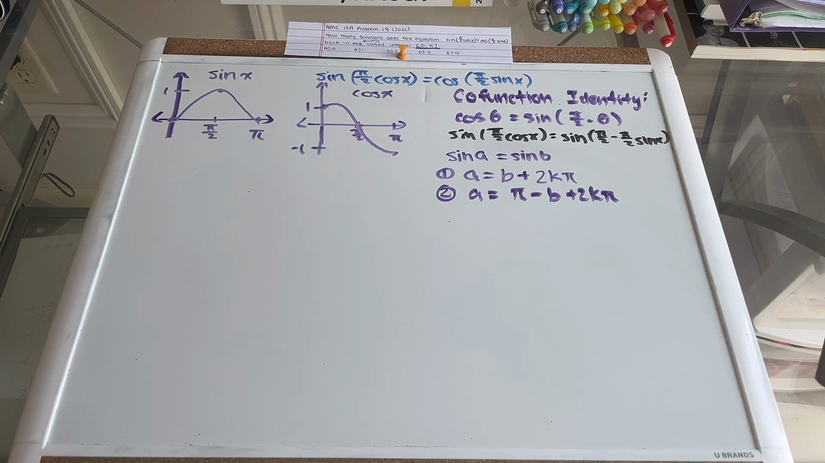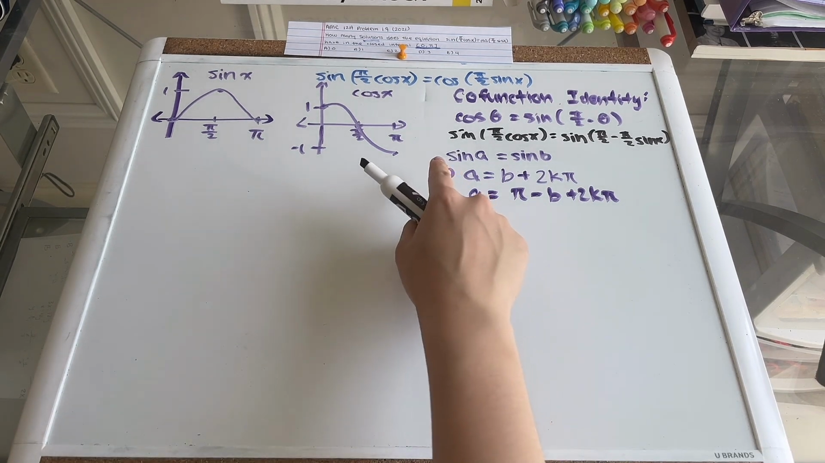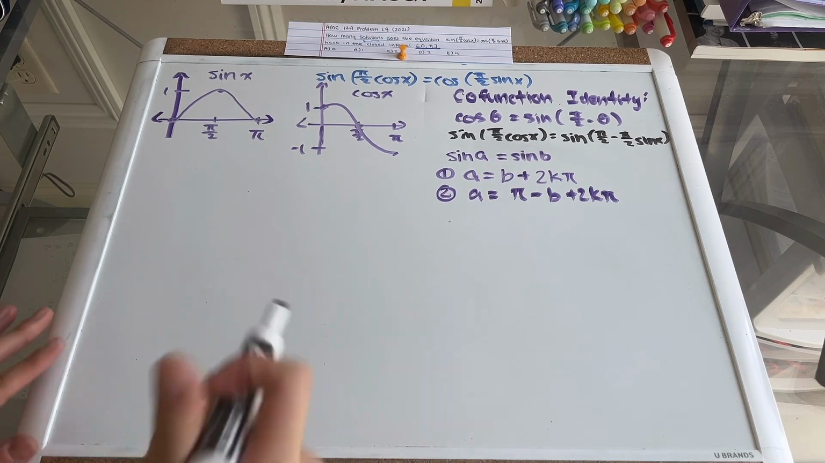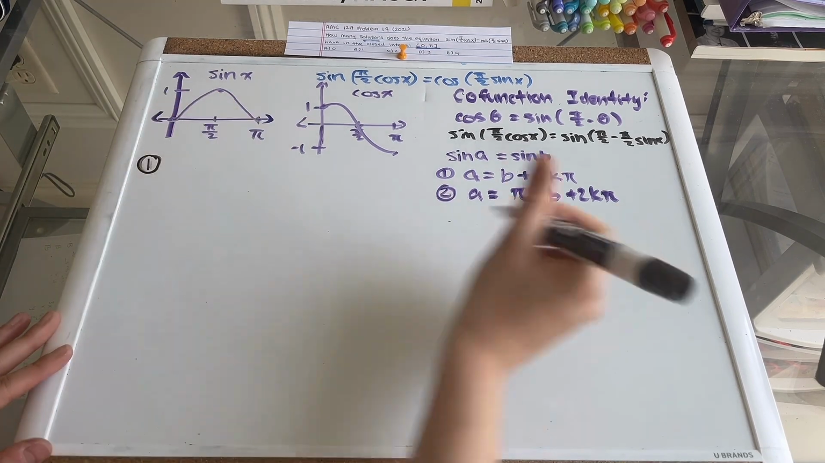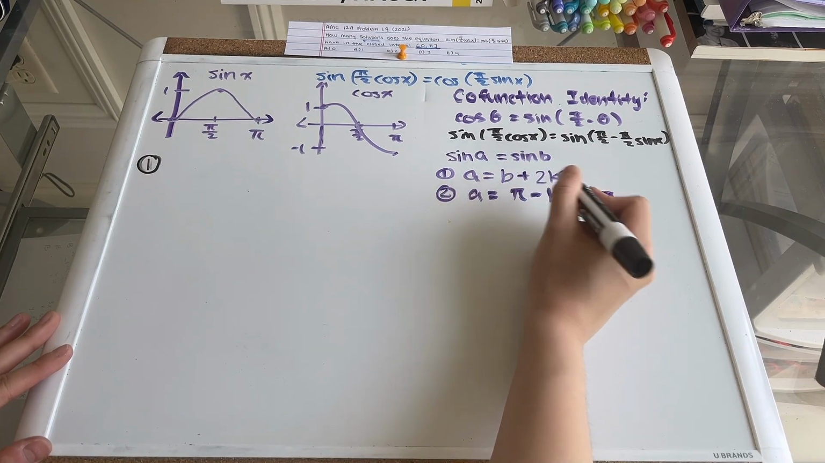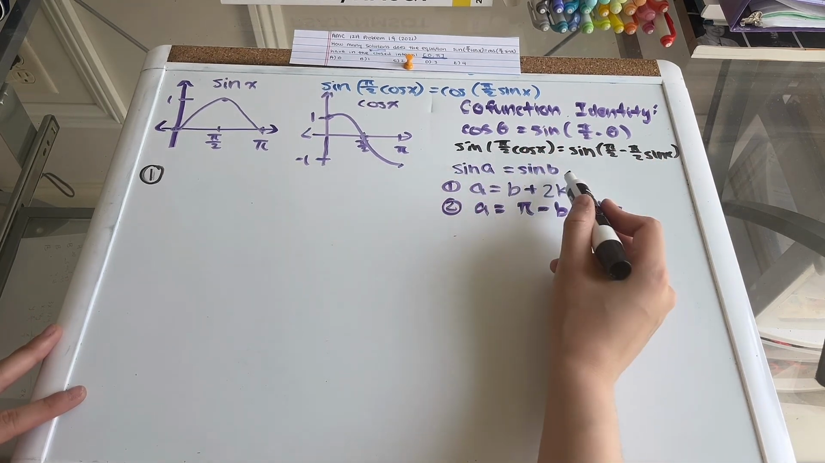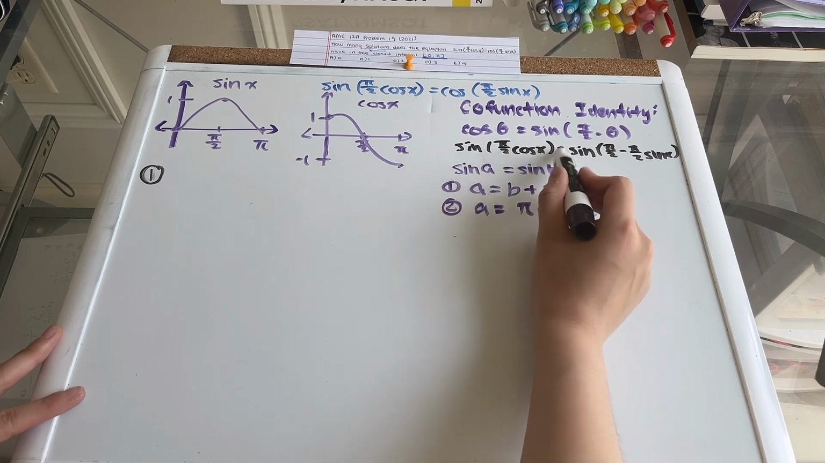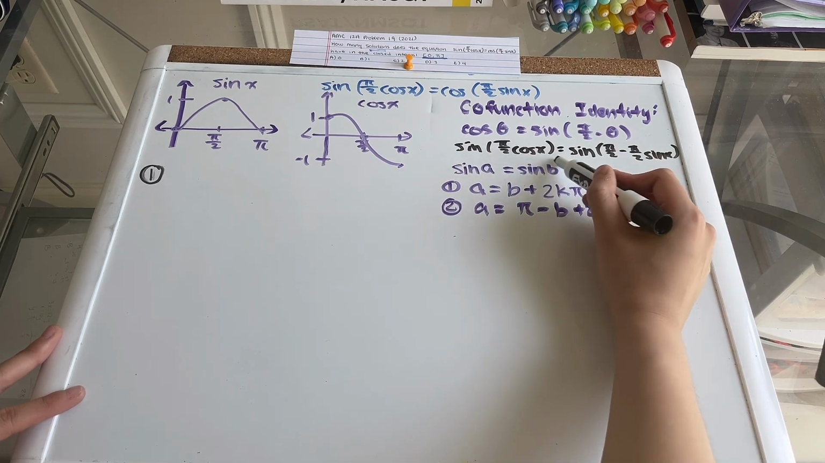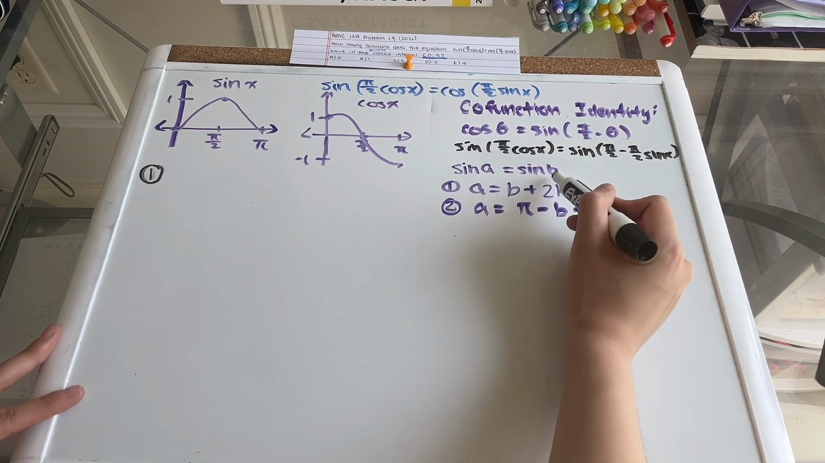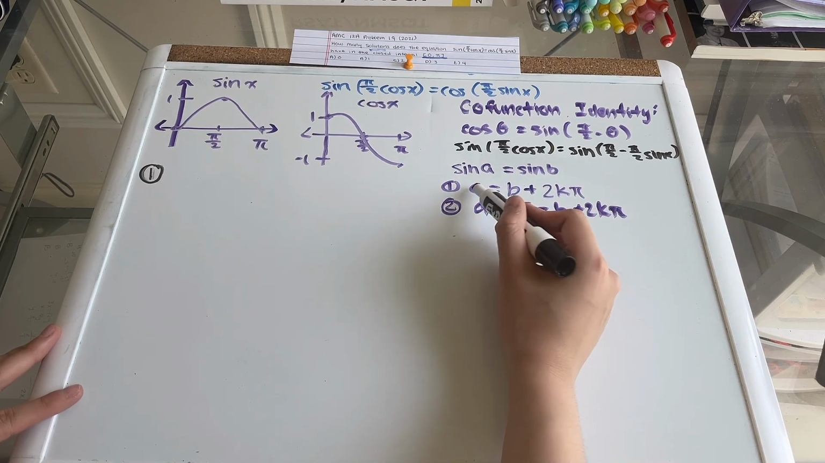Now that we know that, we can put it into casework, where this will be one of the cases and this will be the second case. So the first case uses that A would equal B plus 2 pi k. Why are we using this? It is because sine of a certain value A is equal to the sine of a certain value B, so this would have to follow these two identities.